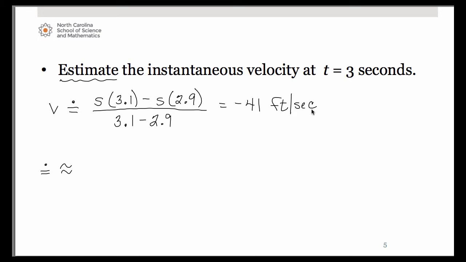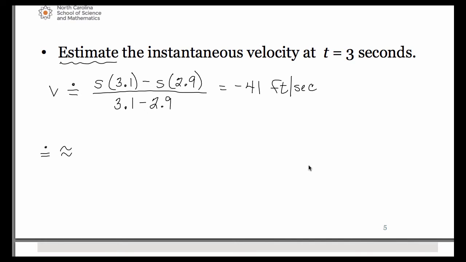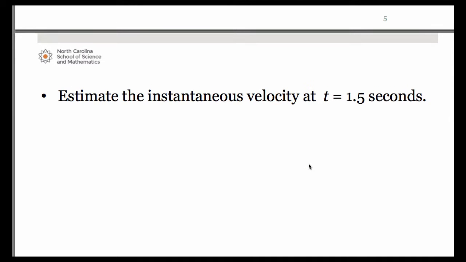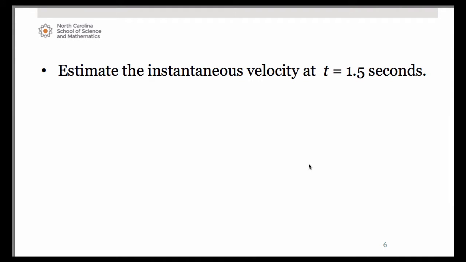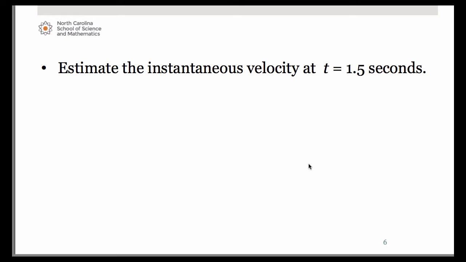So let's do another one. Let's try it at 1.5 seconds. And we're going to use the same idea of choosing t values surrounding 1.5 seconds. Don't forget your approximately equal to. So let's stick to using a tenth above and a tenth below. That seemed to work well before.